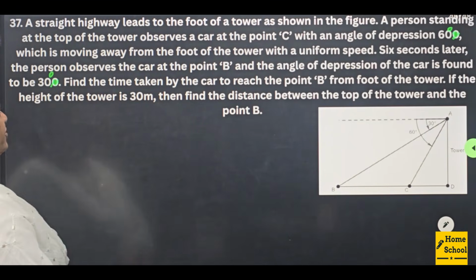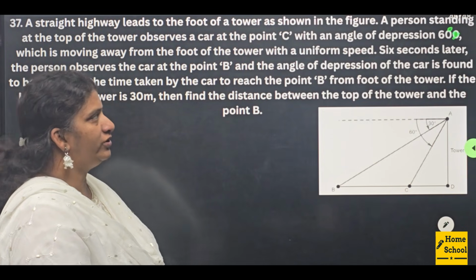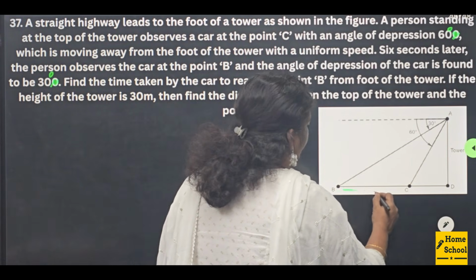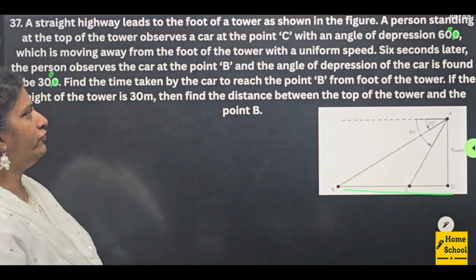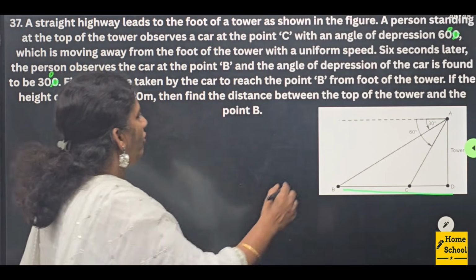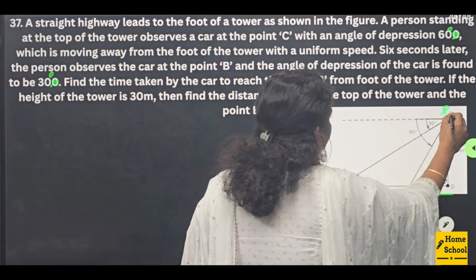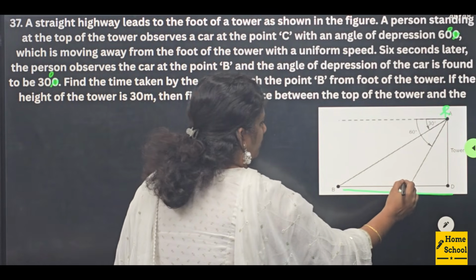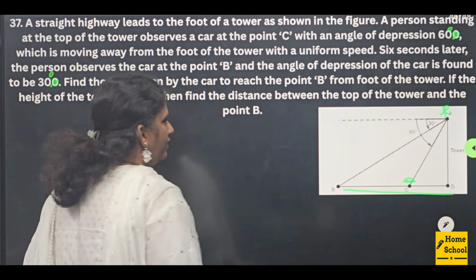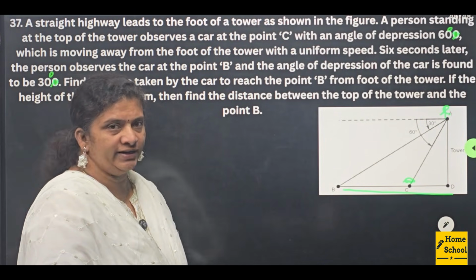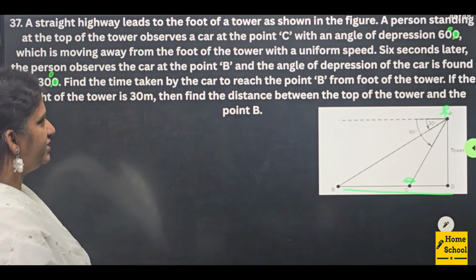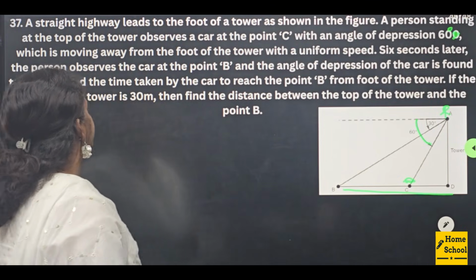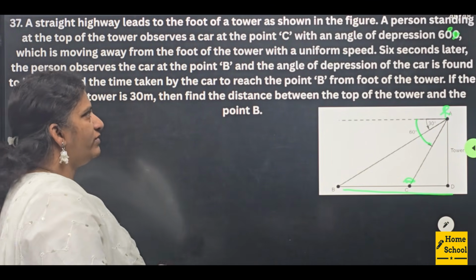37th problem. A straight highway leads to the foot of a tower as shown in the figure. You can observe a tower here. A straight highway, BD is a highway, leads to the foot of the tower. A person standing on top of the tower, imagine a person is standing at point A, observes a car at the point C. Imagine a car here. A person is observing a car at the point C with an angle of depression 60 degree. From here to here, this is the angle of depression.